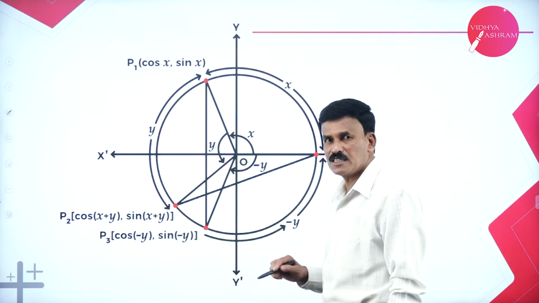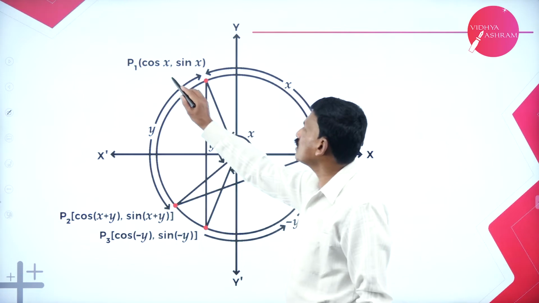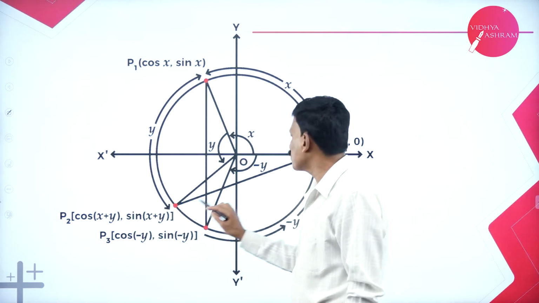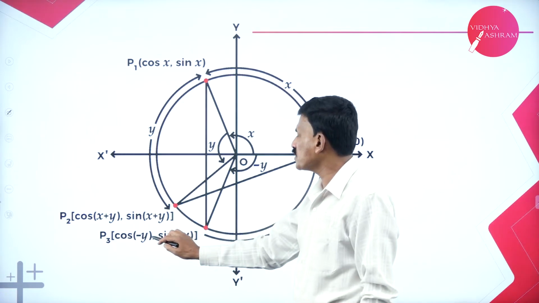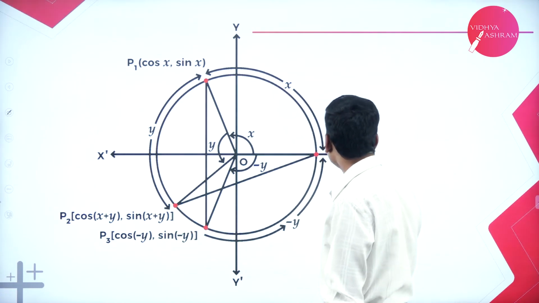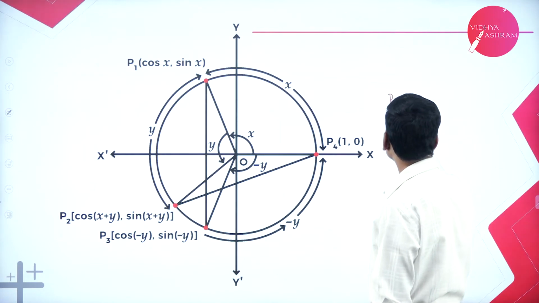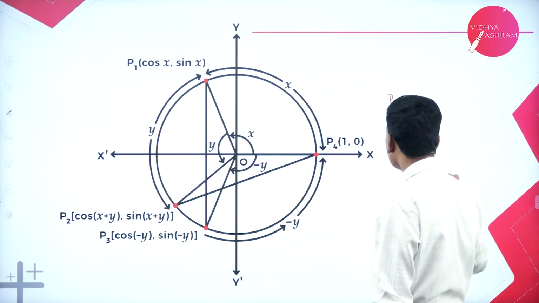So in general, the coordinates of P1 are cos x, sin x. P2 is equal to cos of x plus y, sin of x plus y. P3 is equal to cos of minus y, sin of minus y, and P4 is equal to 1 comma 0. These are the coordinates of P1, P2, P3 and P4, the points.